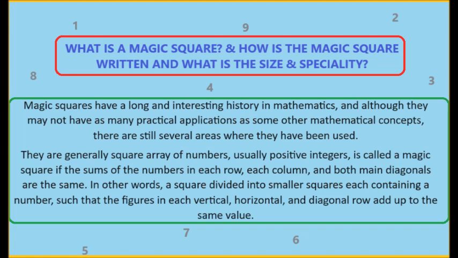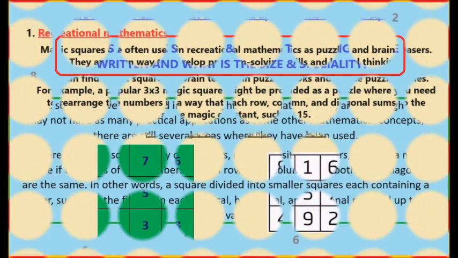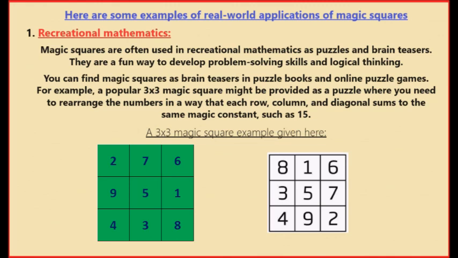In other words, a square divided into smaller squares each containing a number, such that the figures in each vertical, horizontal, and diagonal row add up to the same value. Here are some examples of real-world applications of magic squares.